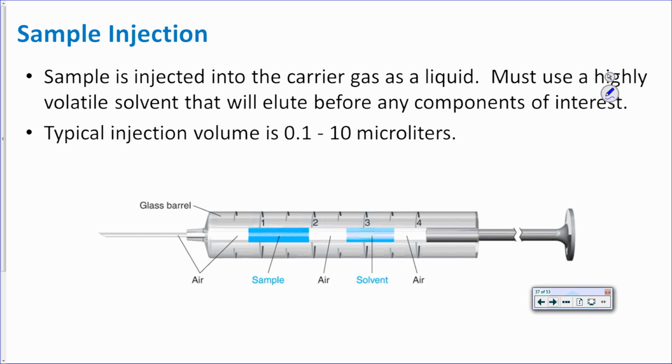The sample is most commonly injected as a liquid, but you can get away with doing a gas. You want to use a very volatile solvent because you want it to evaporate off before any of your sample does.